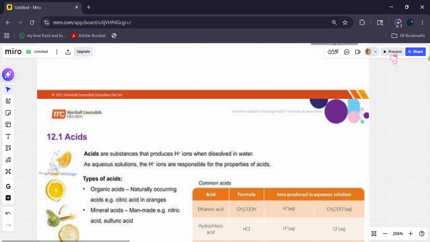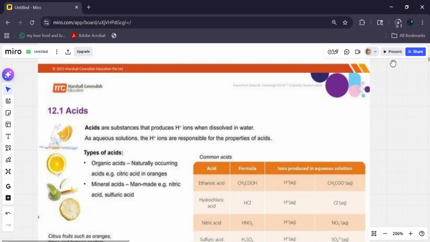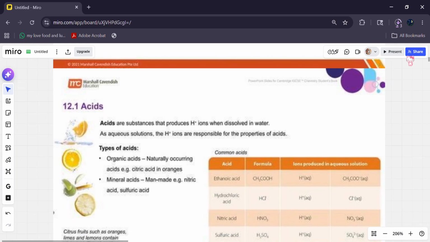Now, acids. Many naturally occurring acids, such as citric acid in oranges, are sometimes known as organic acids. There are many other acids called mineral acids. Most of these are man-made, such as nitric acid and sulfuric acid.